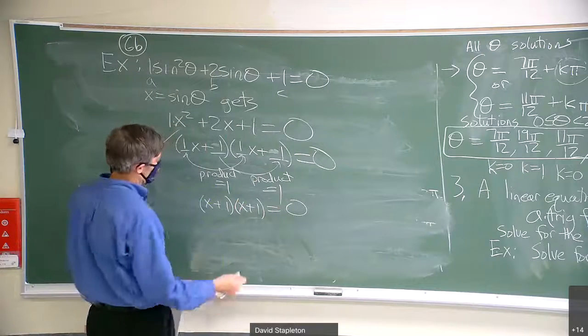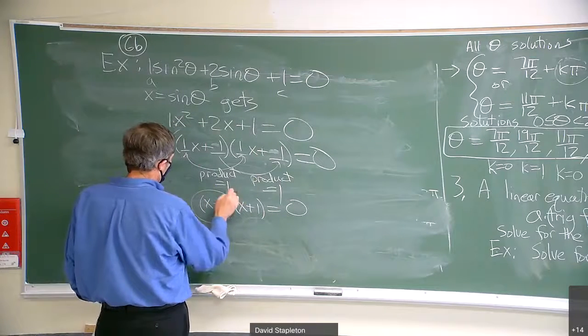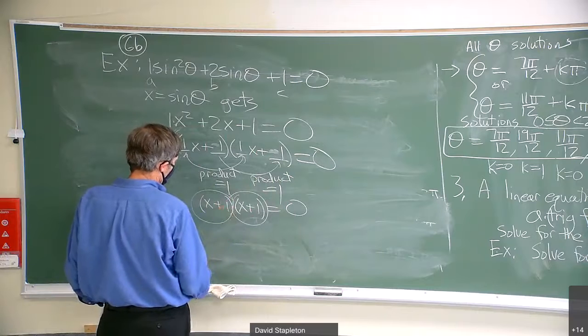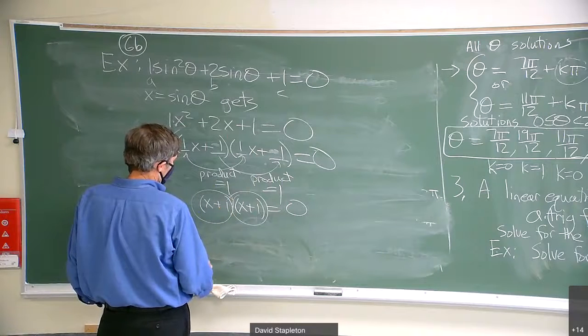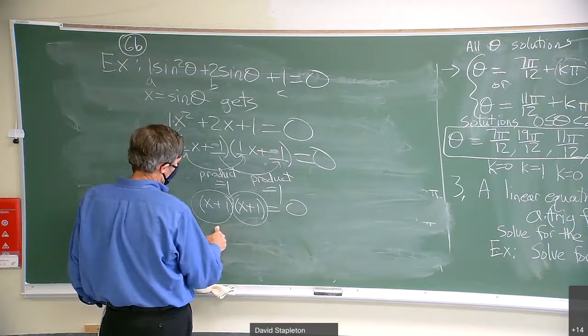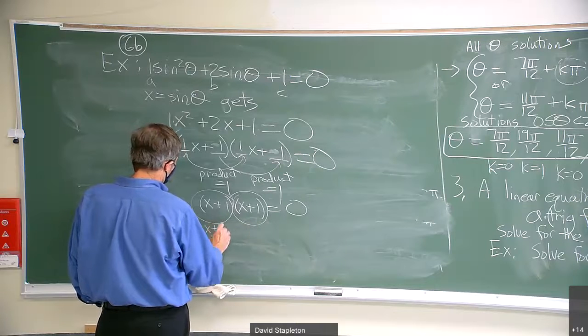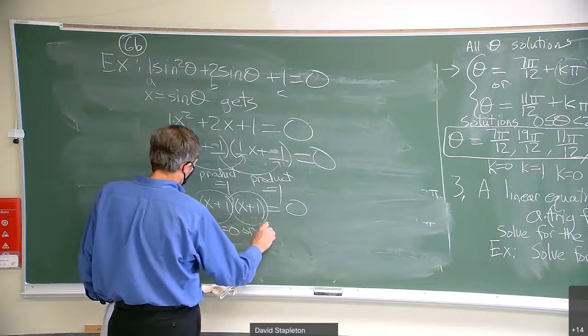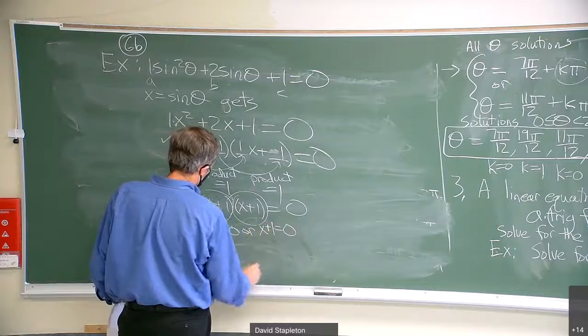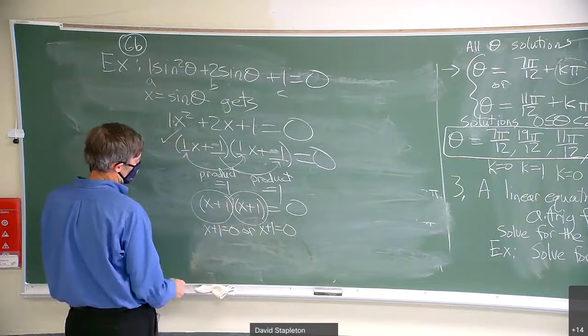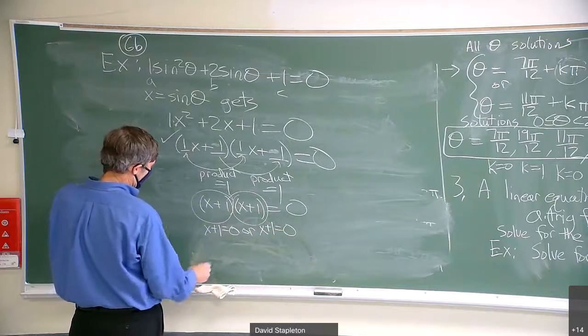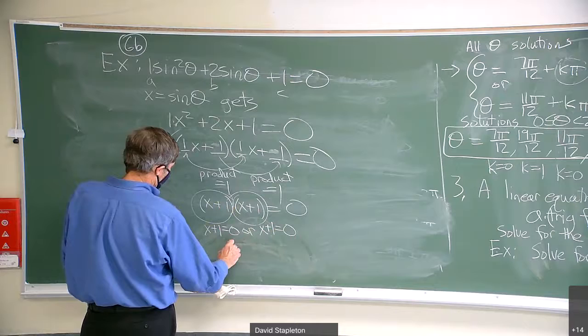Now the 0 product property applies, we said, right? If a product, this times this, is 0, then at least one of these two factors, the things that are multiplied together, is 0. Either x plus 1 equals 0 from this one, or x plus 1 equals 0 from this one, or both. But at least one of the factors has to be 0 in order for a product to be 0. The only solution out of this is x equals minus 1.